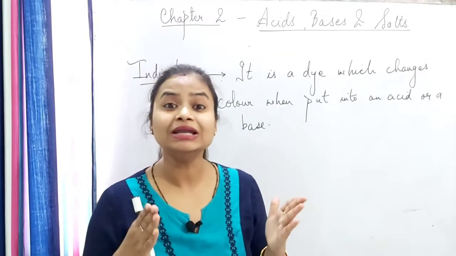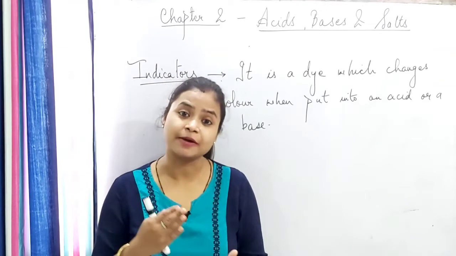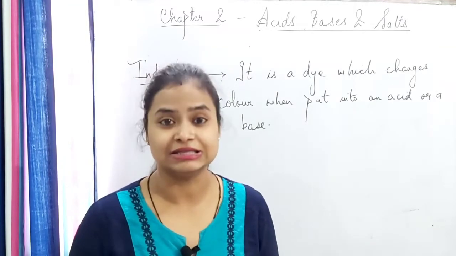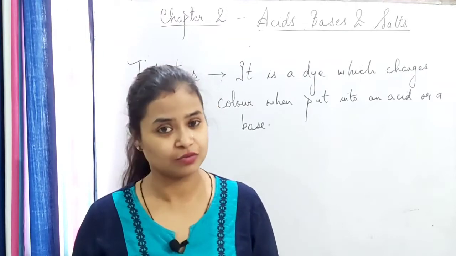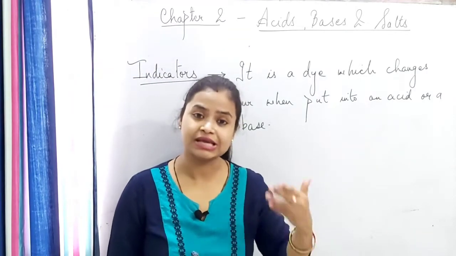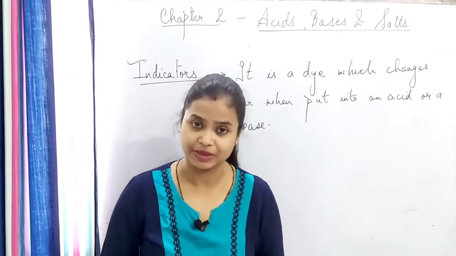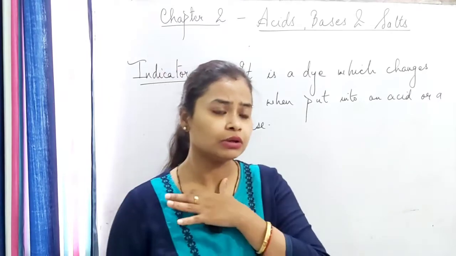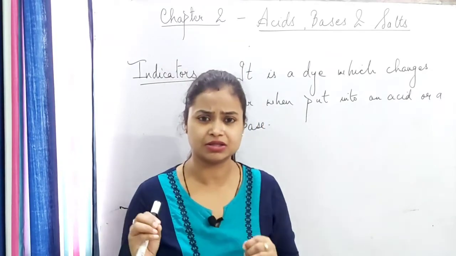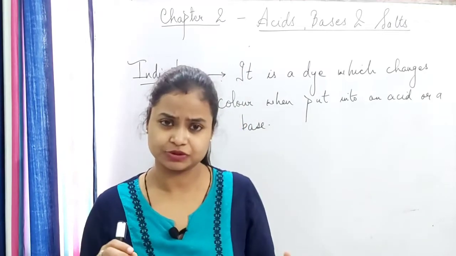Now, what are indicators? Indicators are substances, or you can say they are dyes, D-Y-E-S. Indicators are dyes which change color when put into an acid or a base. When I'm saying dyes, you might have heard this word. The dyes are some colored substances.